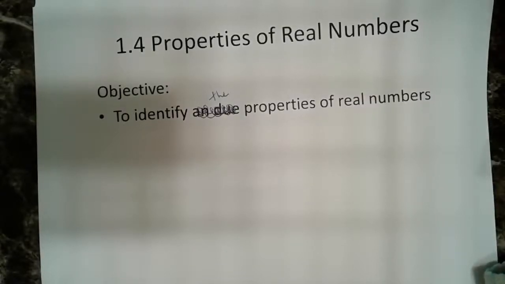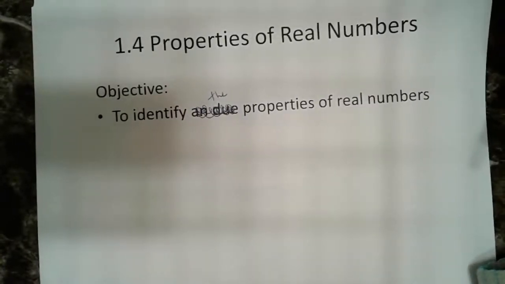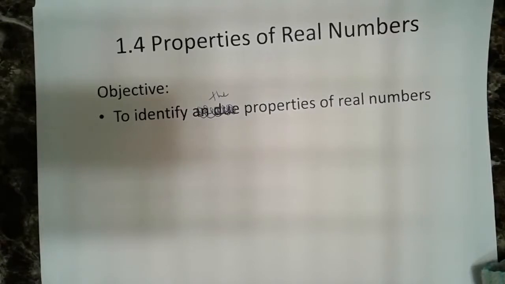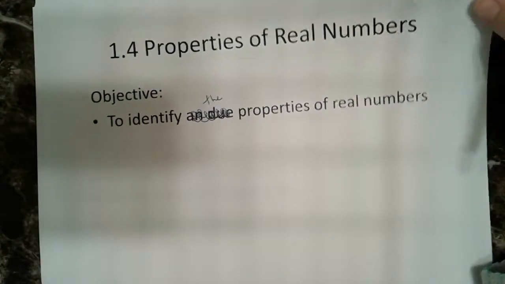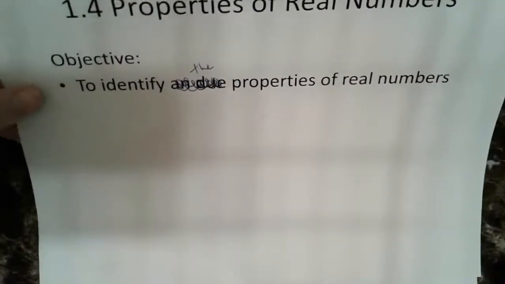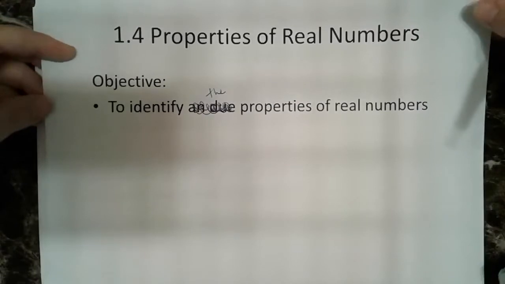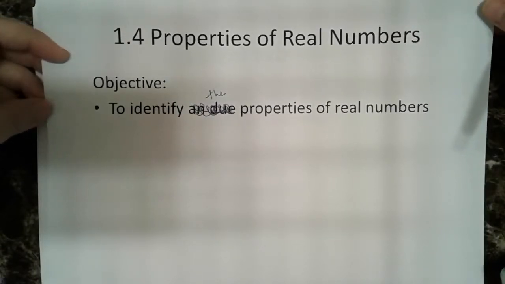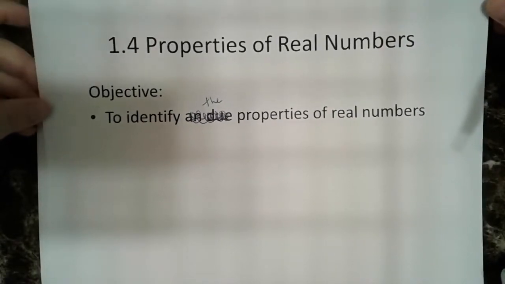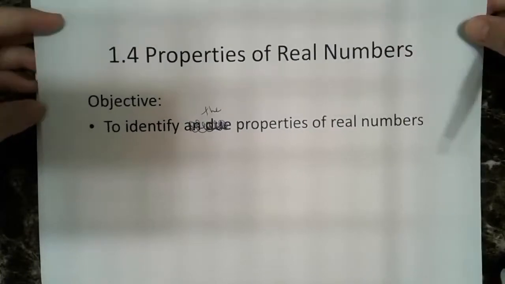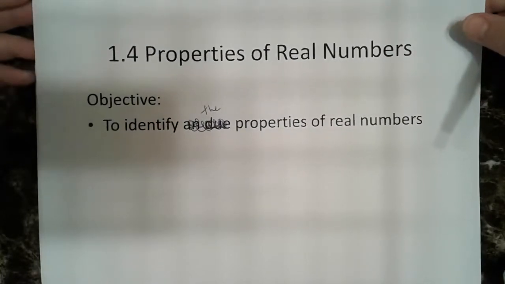Going to be over properties of real numbers. It is 1.4 in your SS Algebra 1 book and 1A book. The objective is to identify the properties of real numbers. Pretty straightforward on this. This should, for the most part, be a little bit of review because a lot of you guys have been talking about the properties of real numbers really since grade school.